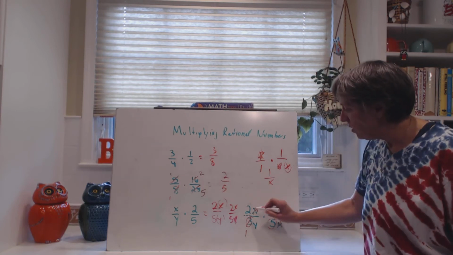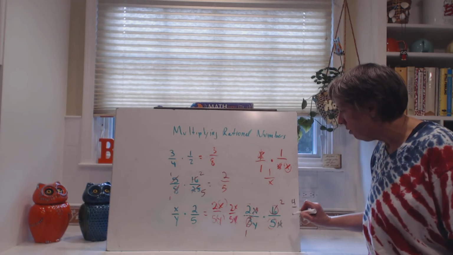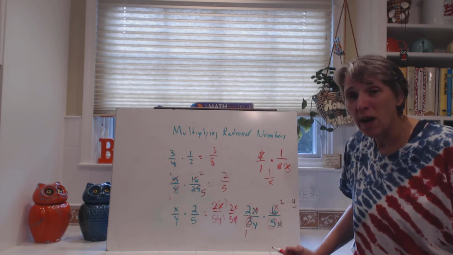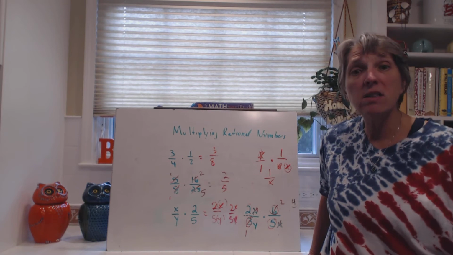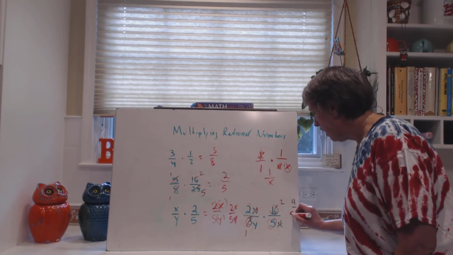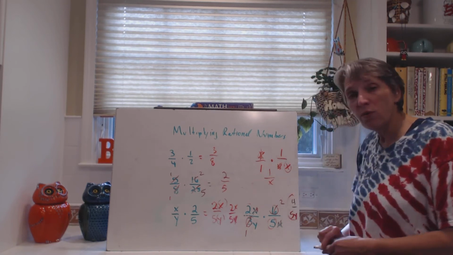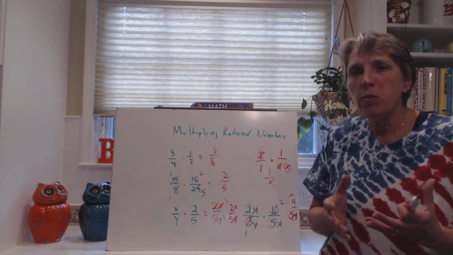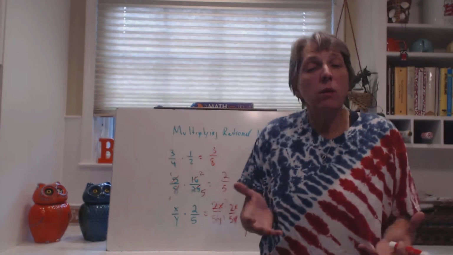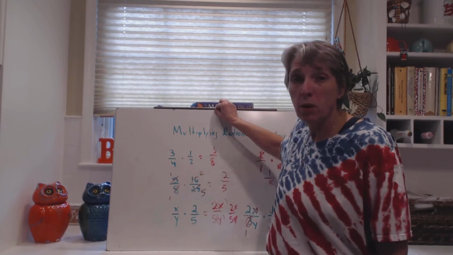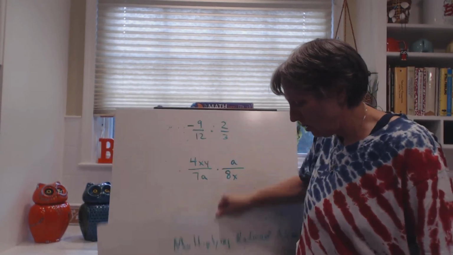So the answer then would be 2 times 2, which is 4. And then y times 5. No, it's not y5. It's, yes, 5y. So our answer is 4 over 5y. So variables, we just kind of roll them in there and we treat them the same. Let's see what happens, though, when we have a couple other things.